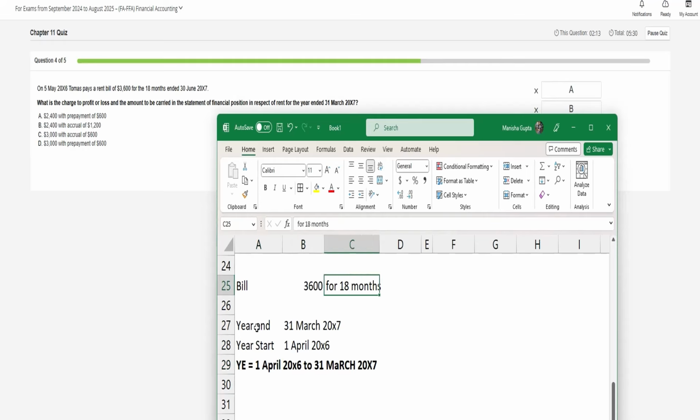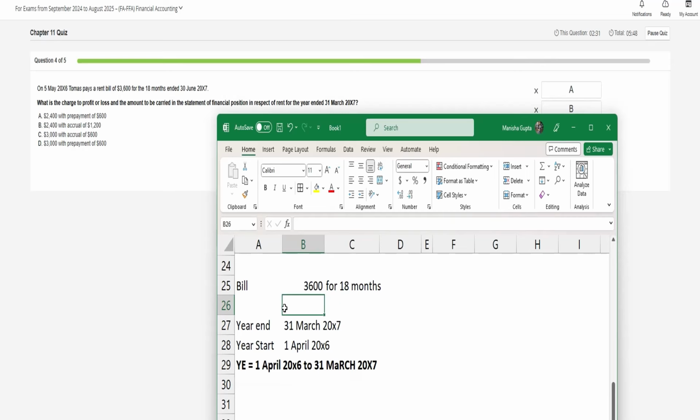All right. You guys might be thinking, as the bill was for 18 months, how can you figure out that our year is for 12 months? See, the question clearly mentioned year end. If the period has been mentioned, in that case we will consider that our accounting period is the 18 months. But if it is the year end, that means it is only for 12 months.